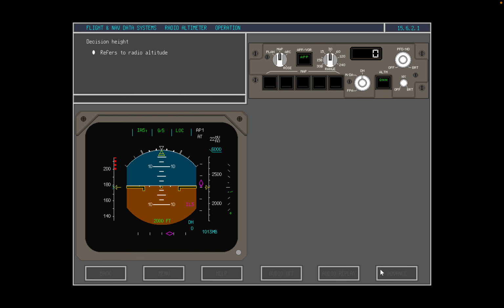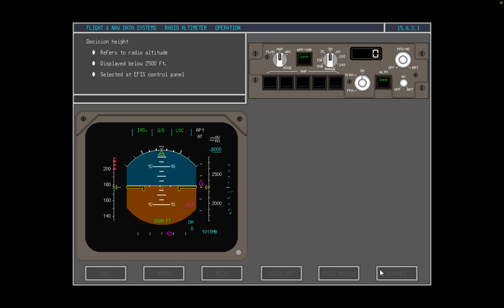Measurements by the radio altimeter system determine the height above terrain. Decision height annunciations are therefore functions of radio altitude data. If the radio altitude is less than 2,500 feet, then the selected decision height is displayed at the primary flight display. Decision height is selected at the EFIS control panel.